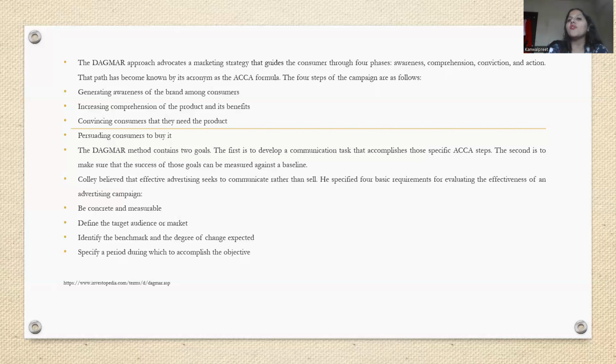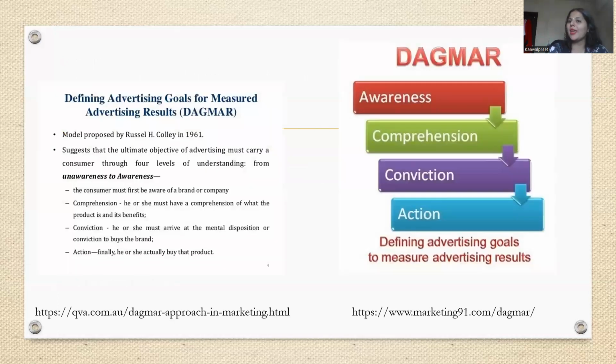Okay, and what the 4 phases are. So let's again look at this image. This becomes very easy to remember. First, you need to create awareness, then comprehension, the understanding, then conviction, you need it, and finally, you need to purchase it.